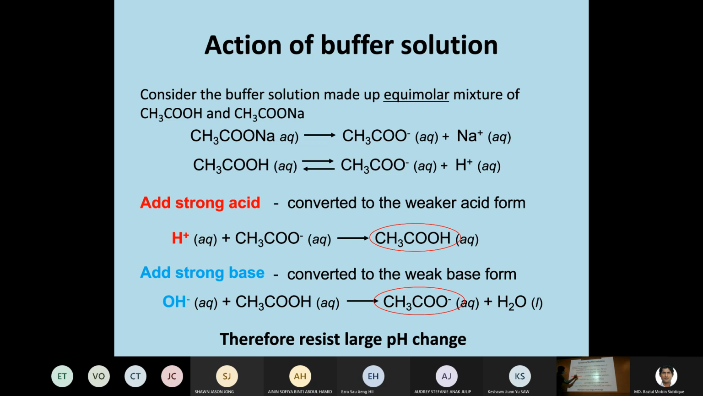I add more base, and the acid reaction is going forward. So everything is happening with the acid dissociation, not with the salt. This is the thing that you need to remember. This is important. Therefore, the pH will resist change.